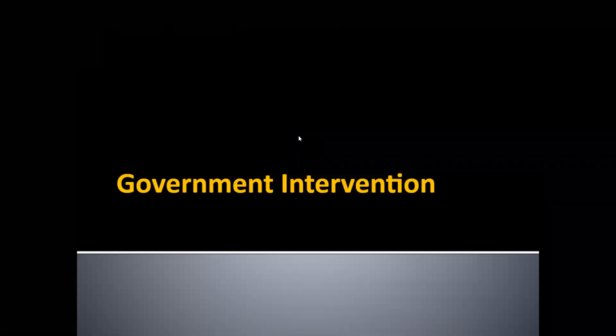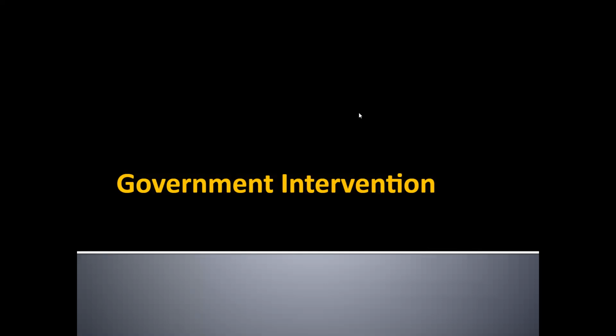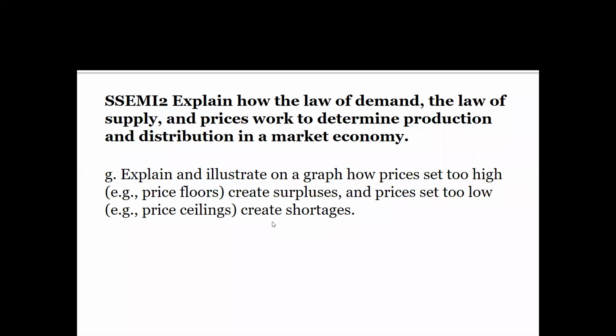Now, what happens when the government gets involved? Well, when the government gets involved, everybody gets crazy, because Lord knows the government is going to do things their way, and it doesn't always work the way we want it to. So, what happens when the government intervenes? Typically, things don't go the way they should. So, let's look at this.